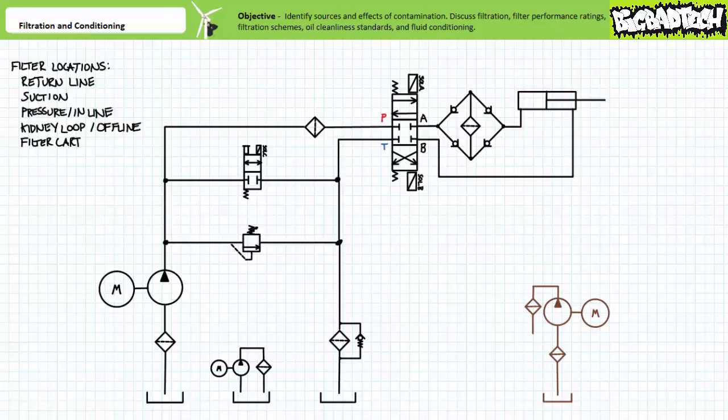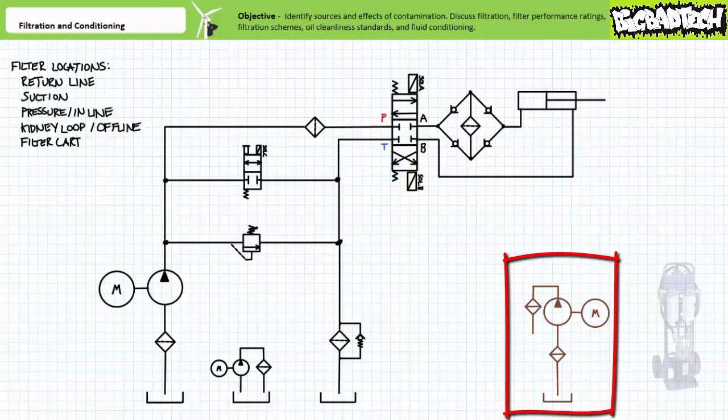Finally, filtration can occur external to a system with the use of something called a filter cart. A filter cart or portable filtration unit is a special purpose device used to transfer fluid from a storage container to a reservoir, as well as perform thorough filtration that would ordinarily be cost prohibitive if included in a regular system.